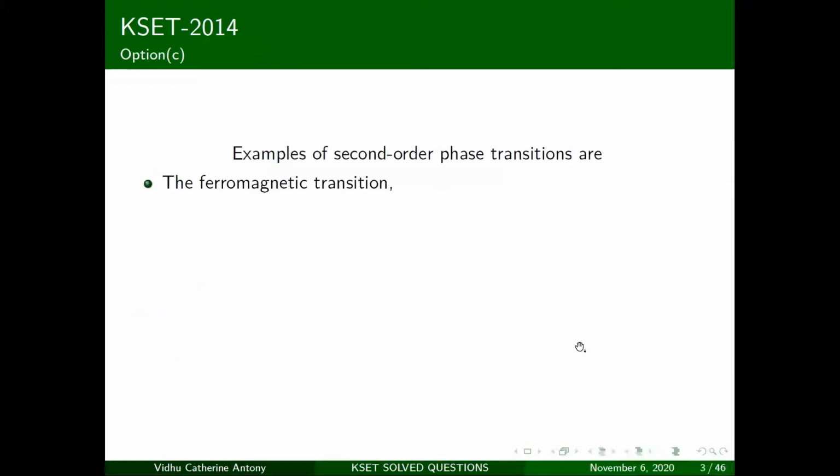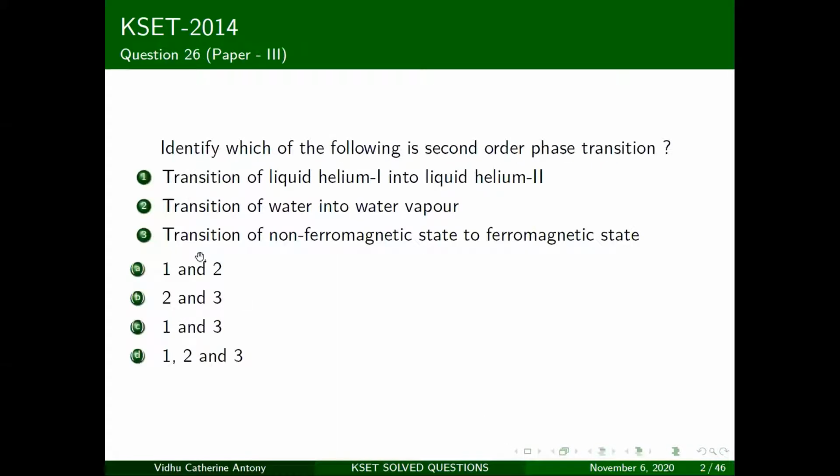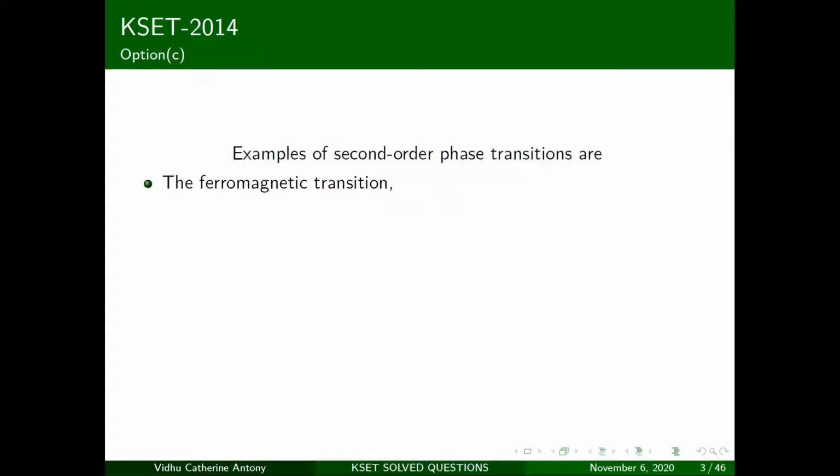Let's look at some of the examples here. The first one is a ferromagnetic transition. That's what the last option tells you about, the transition of non-ferromagnetic state to the ferromagnetic state. Then what you have is the superconducting transition.